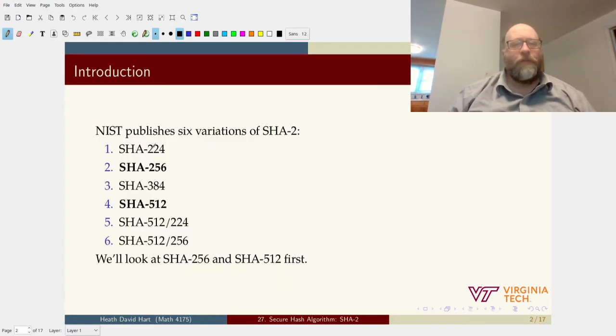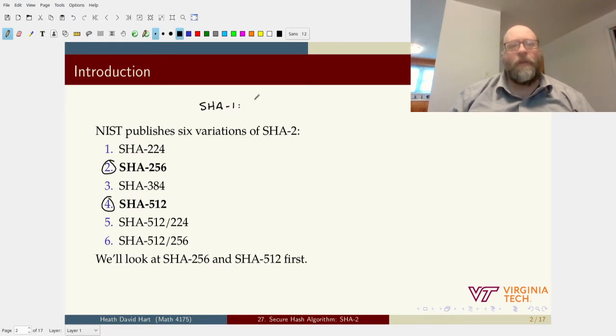So there are 6 variations of SHA-2, and the difference is the size of the message digest they produce. We're going to start by looking at these two, SHA-256 and SHA-512. These are the two most commonly used ones. We've already talked about SHA-1, which is broken.